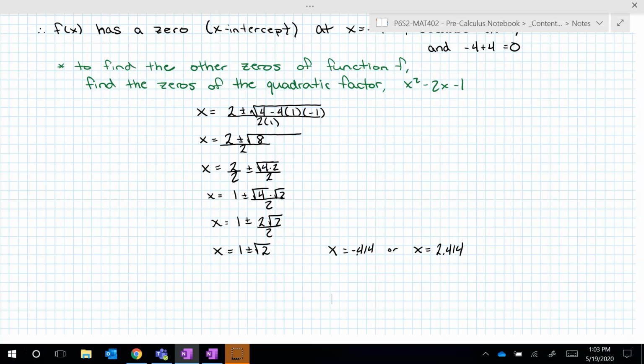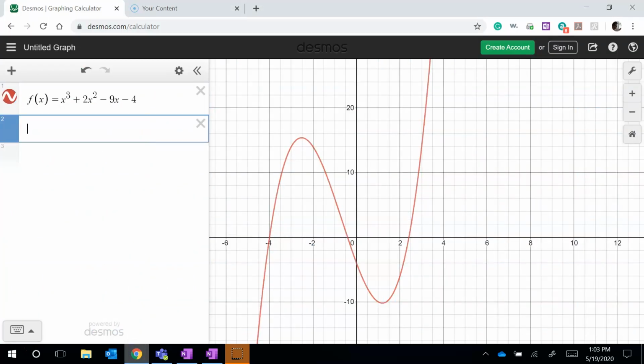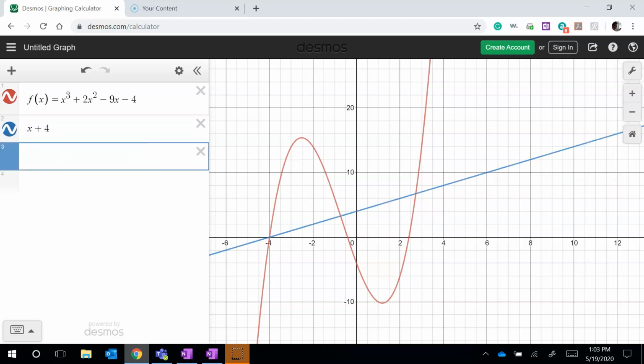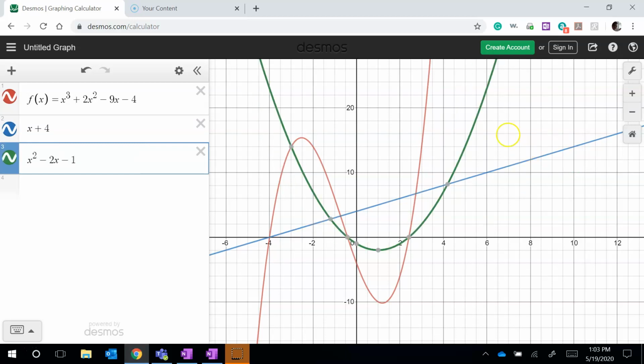I wanted to show just the factors on Desmos here quick too. If I go back here, my factors were x plus 4 and x squared minus 2x minus 1. I wanted to find where this was 0, and I know that it's equal to this times that. So there's my one zero where the blue is crossing, and where the quadratic factor is 0. There's all of my zeros all together. So that is all for finding the zeros of polynomials.